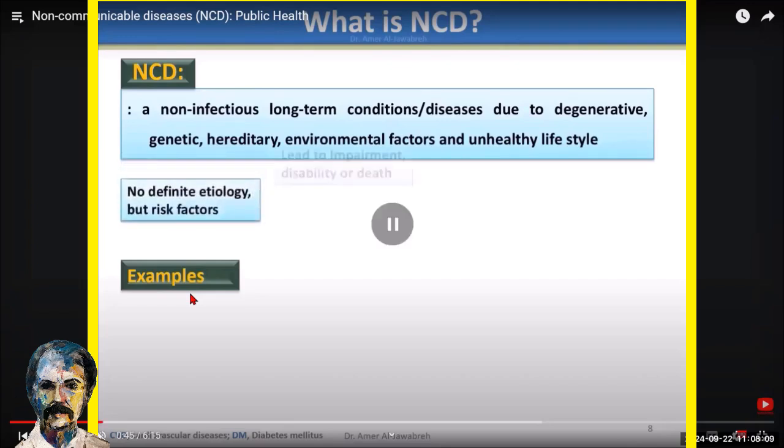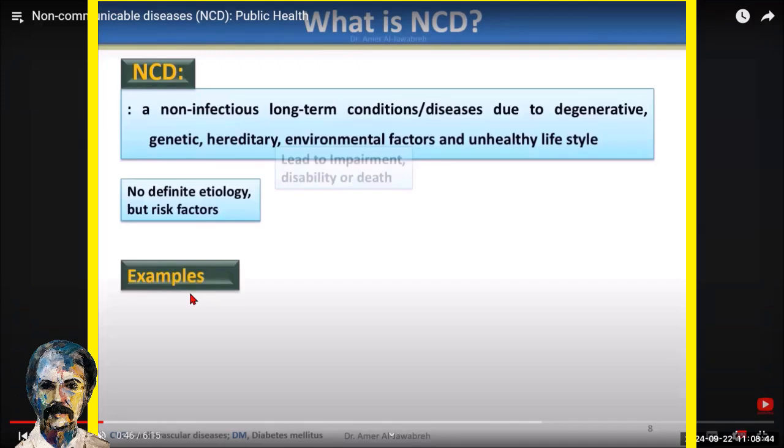Okay, so no definite etiology. There is no cause, not like CDs. With CDs, we know that hepatitis B comes from hepatitis B virus, AIDS comes from HIV, and malaria comes from Plasmodium. But here you cannot. Here there are what we call group associations, remember, which is association with risk factors. Very rarely are risk factors developed to become a cause.